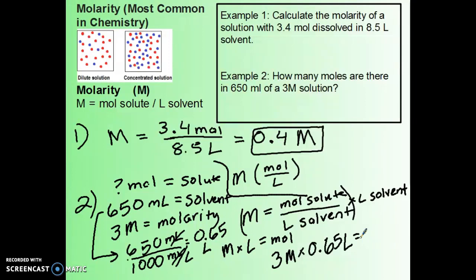Clear. 3 times 0.65 is 1.95. And our answer should be in moles because that's what we were looking for. All right, so there is the answer to that question. All right, moving along. That is molarity.